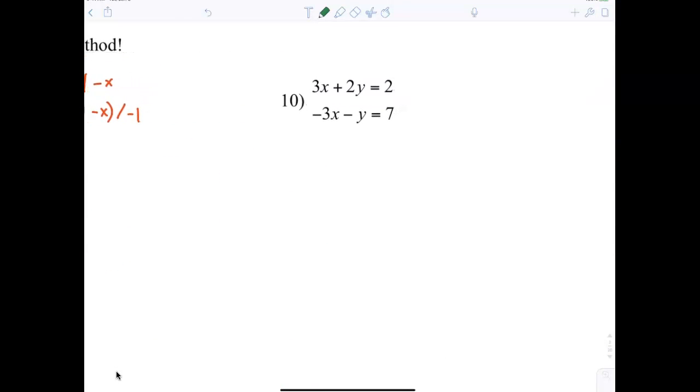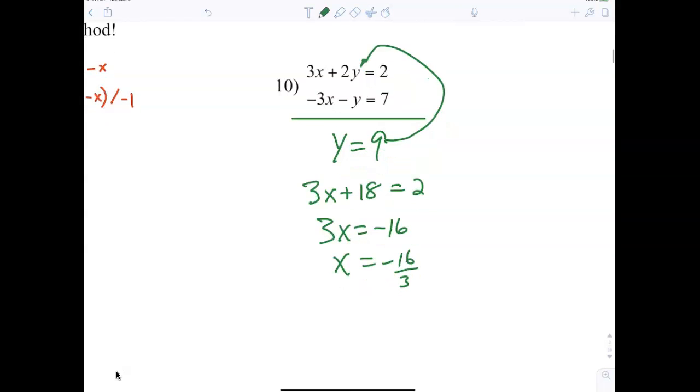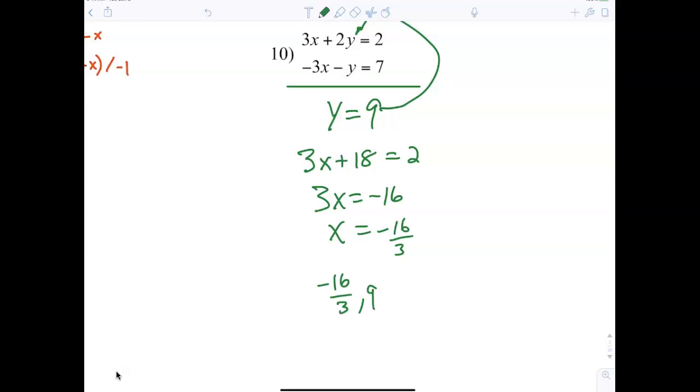All right, let's see how you did on this one. This one's kind of nice, right? Because I can just add them, right? And so y equals 9. Pretty straightforward, right? You get 3x plus 18 equals 2. Do you agree with that? Because I put 9 in for y, right? Okay, don't be afraid of the fractions.